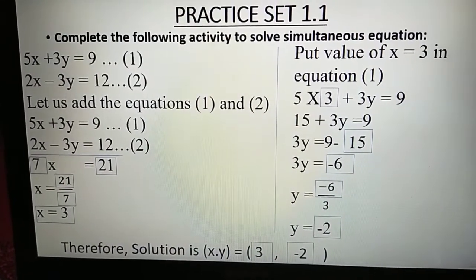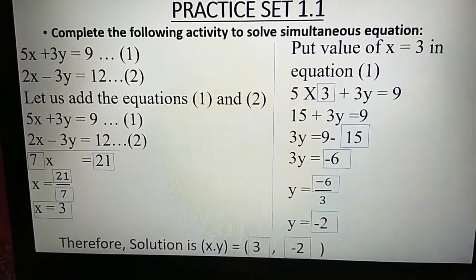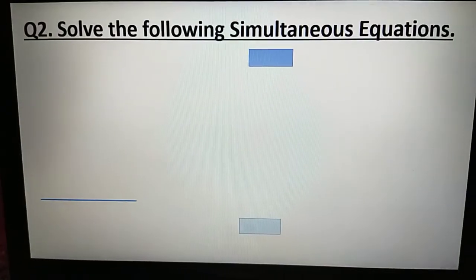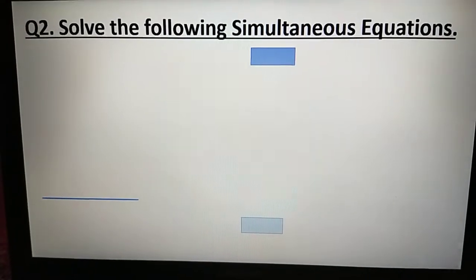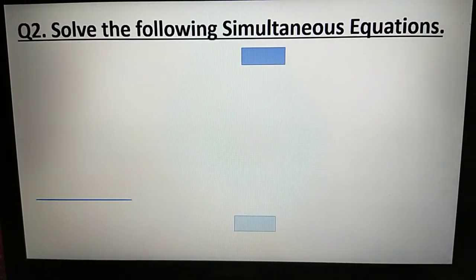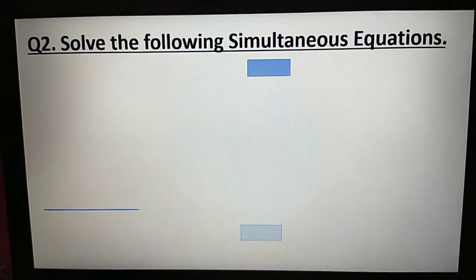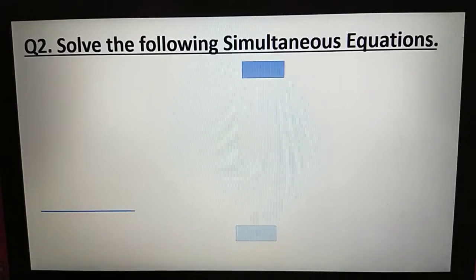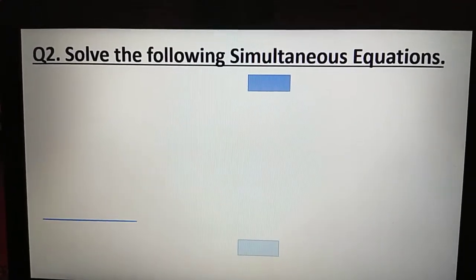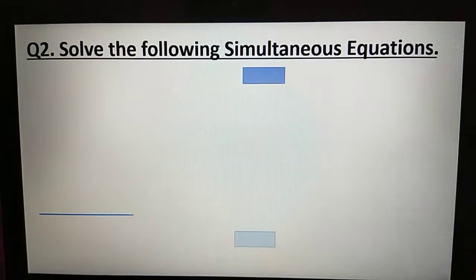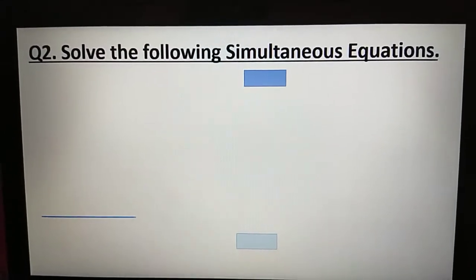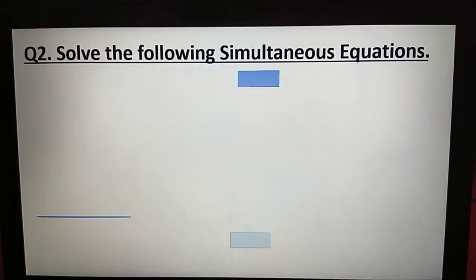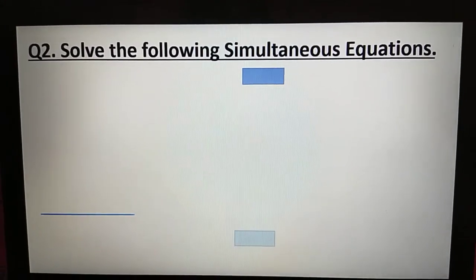Okay, now we'll change. We'll start with the new question. The second question is: solve the following simultaneous equations. Now here, have they mentioned any method? No. So you can use any method, either elimination or substitution, whichever you feel is easy. But if the question asks to solve by the substitution method, then you have to use the substitution method only.